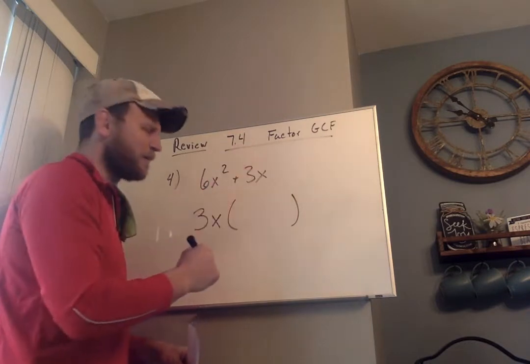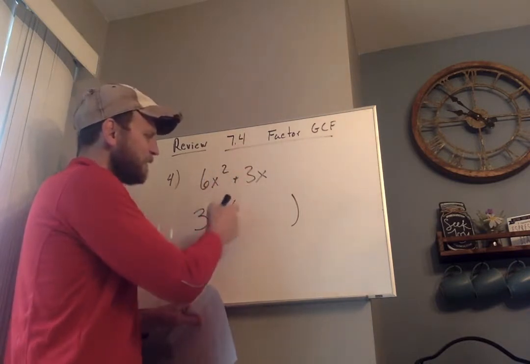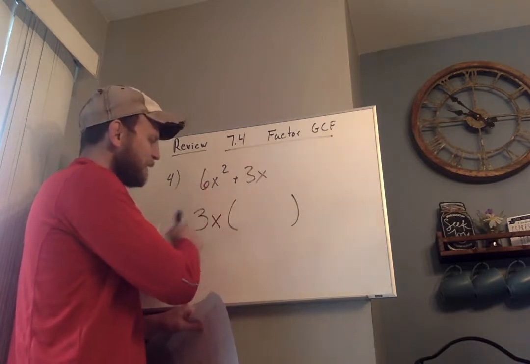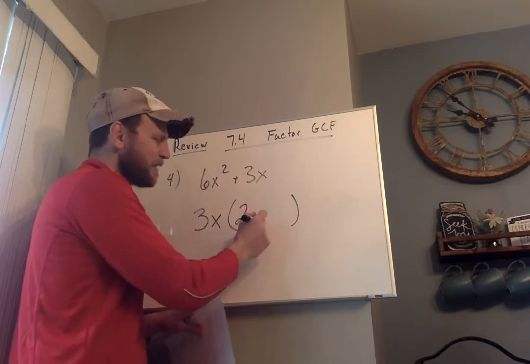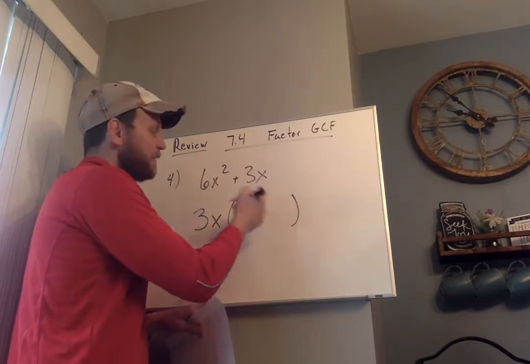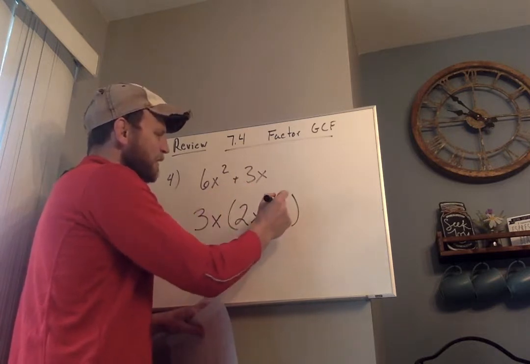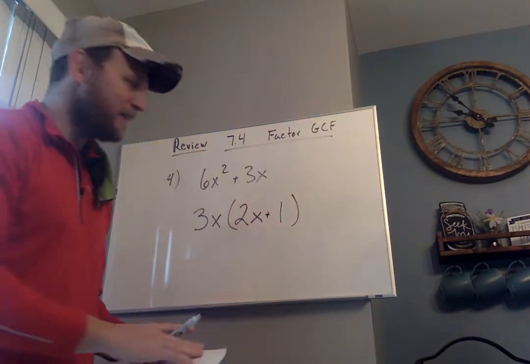I'm factoring it. Now the way I do it is I have 2 pieces here, so I'm going to have 2 numbers in here. I do 6 divided by 3, that's 2. Then x squared divided by x, and that's x. Easy enough. The plus sign's not going to change. 3 divided by 3 is 1. x divided by x is 1. So there's my answer. Nice and easy.